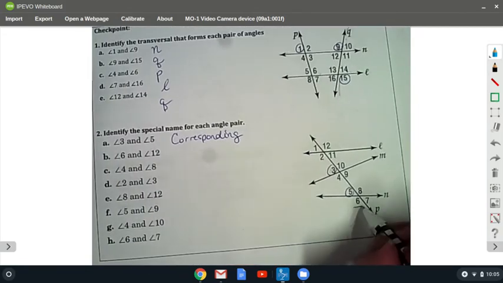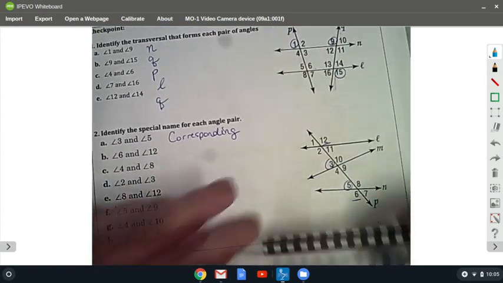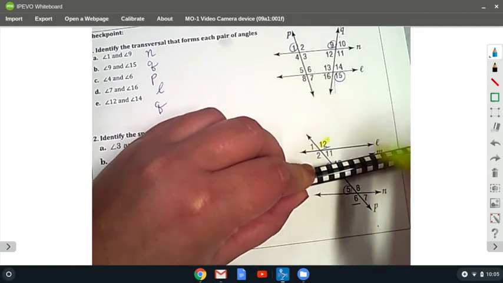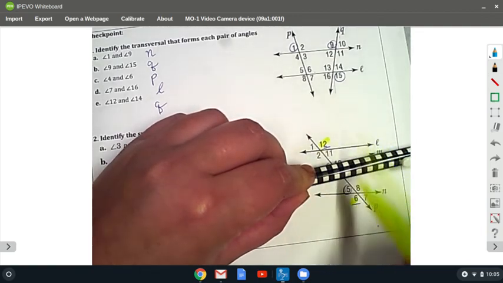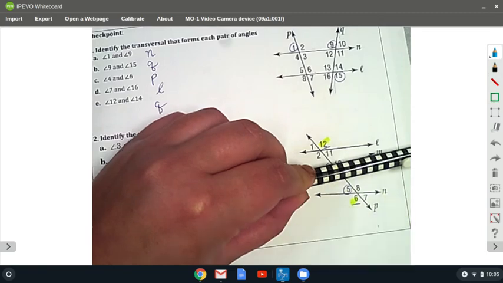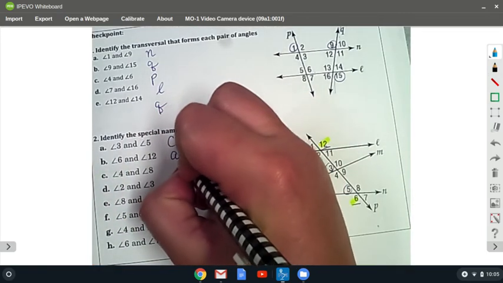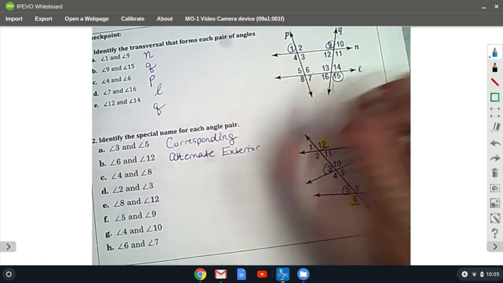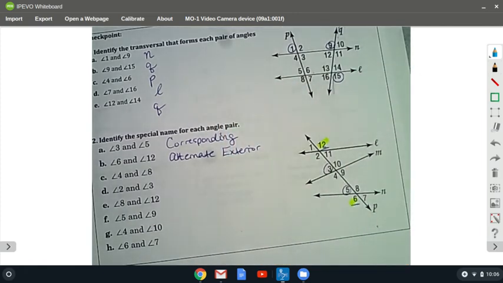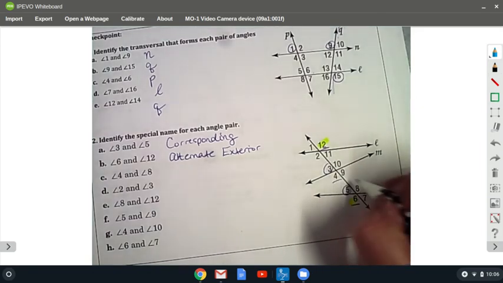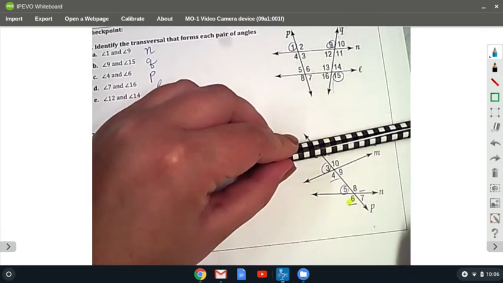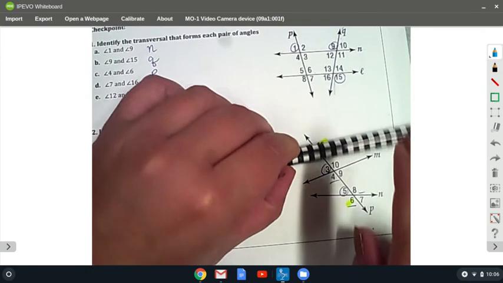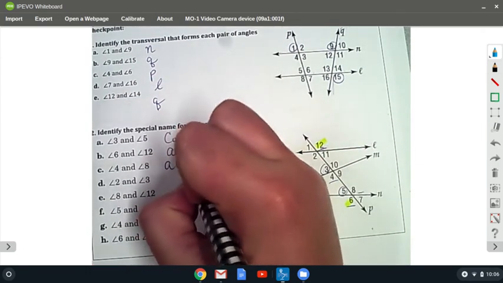6 and 12. Here's 6. Here's 12. I'm going to cover up that middle line to make this easier to look at. These are my 2 lines. They're both exterior, and they're on opposite sides. So that's going to be alternate. That's what it means when they're on opposite sides. And exterior, because they're on the outside of the 2 lines. I have 4 and 8. If I cover up this top line, 4 and 8 are both inside these 2 lines, and they're on opposite sides. So that would be alternate interior.